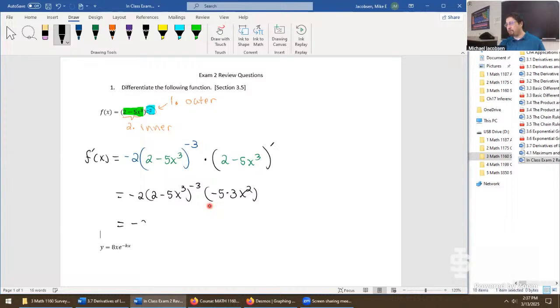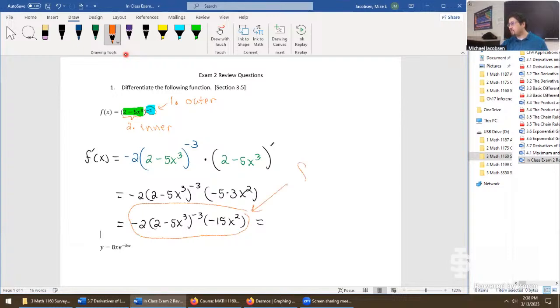So altogether, I would probably just end the answer as -2, 2 minus 5x cubed, power -3, times -15x squared. And if you're looking at that and thinking to yourself, that's a weird spot to end it, I agree with you. It does look weird, but you've got the whole thing here. This is the correct calculus. Any further steps, I consider fully optional. So I want to just convey right here, that's full credit.